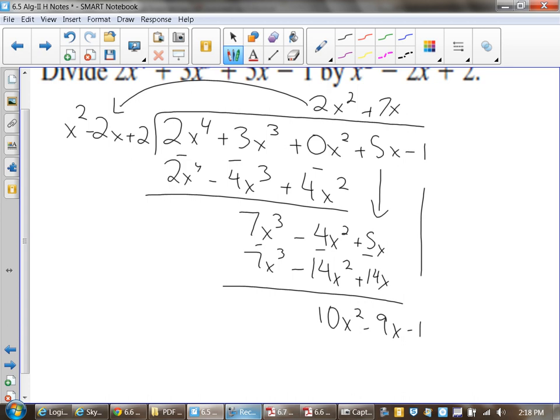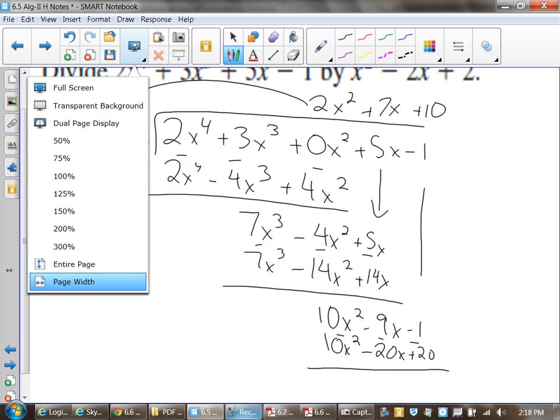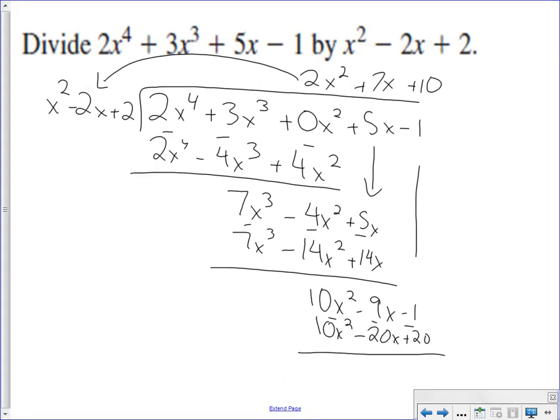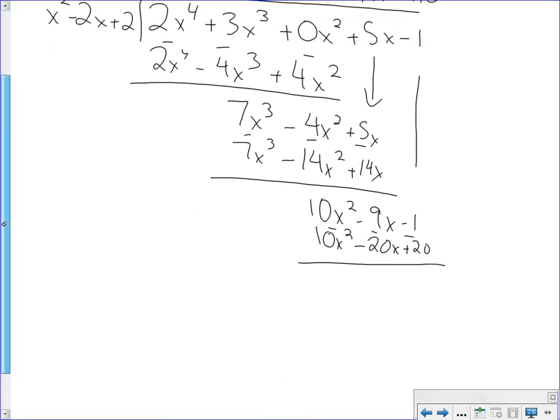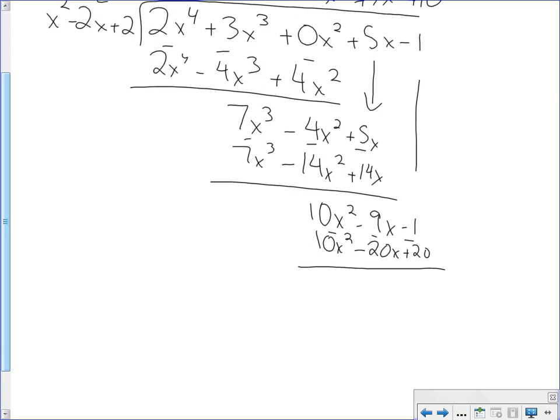And then lastly, how do I turn an x squared into a 10x squared? I multiply by 10. Good. And I'm running out of space. We didn't wind up with 0 this time, did we?